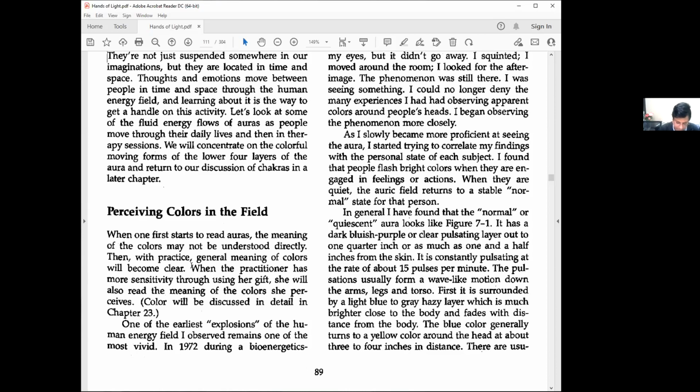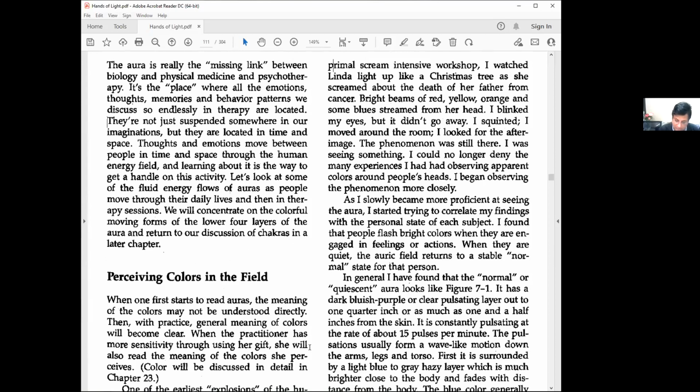When the practitioner has more sensitivity through using her gift, she will also read the meaning of the colors she perceives. Color will be discussed in chapter 23. One of the earliest explosions of the human energy field I observed remains one of the most vivid. In 1972, during a bioenergetics primal screen intensive workshop, I watched Linda light up like a Christmas tree as she screamed about the death of her father from cancer. Bright beams of red, yellow, orange, and some blues streamed from her head.